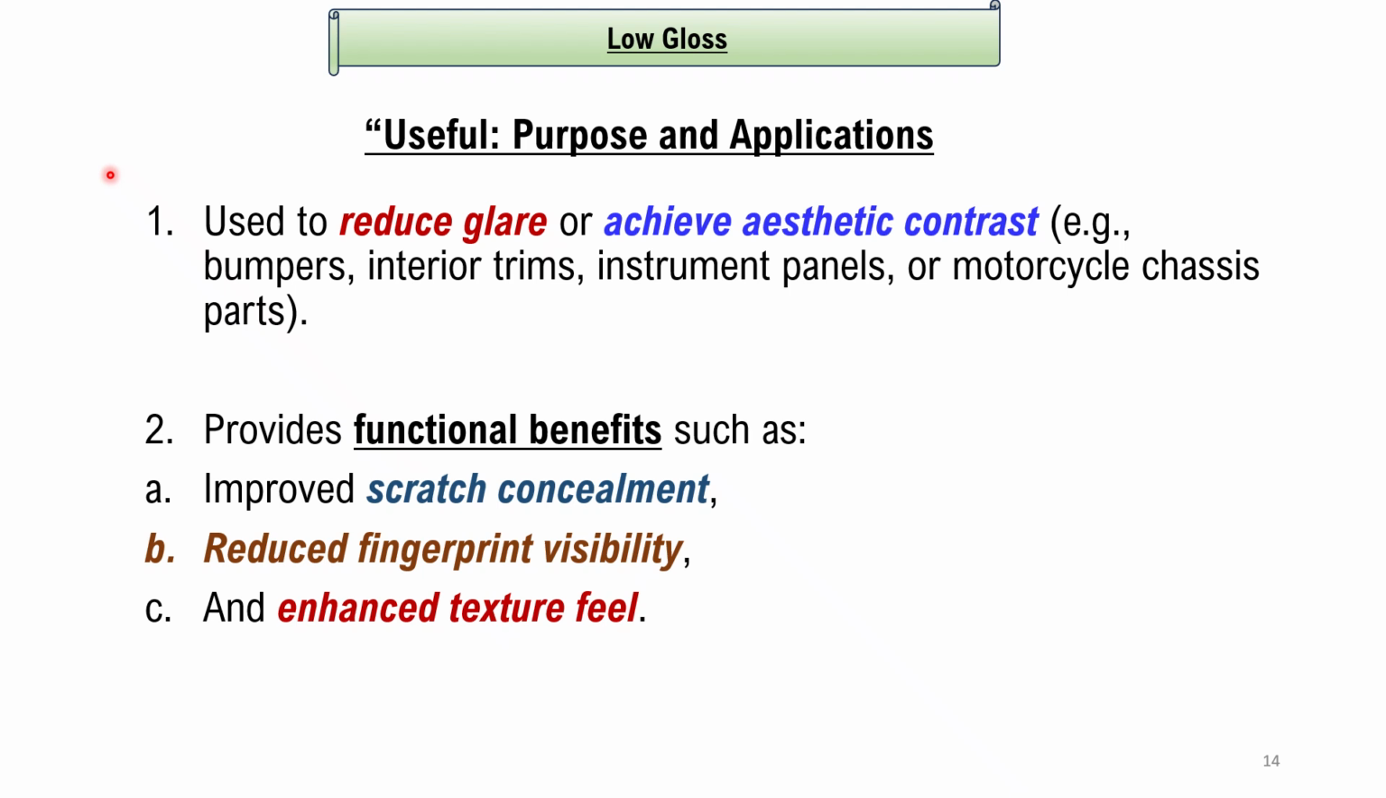The other side of low gloss is its useful purpose and application. Low gloss is used to reduce glare or achieve aesthetic contrast, for example, on bumpers, interior trims, instrument panels, or motorcycle chassis parts. It provides functional benefits such as improved scratch concealment, reduced fingerprint visibility, and enhanced texture feel.